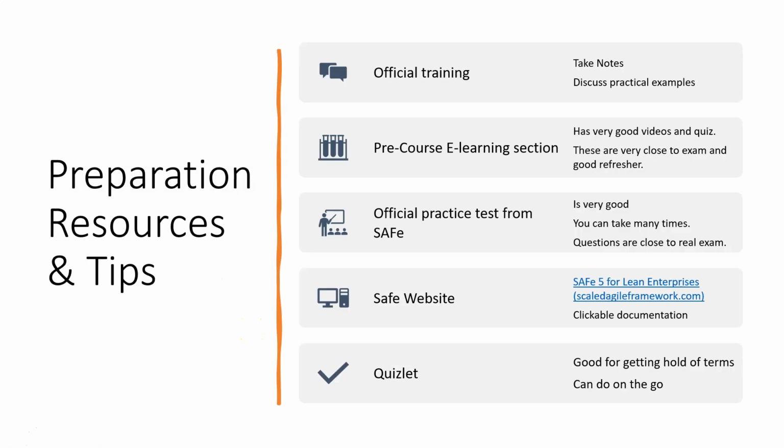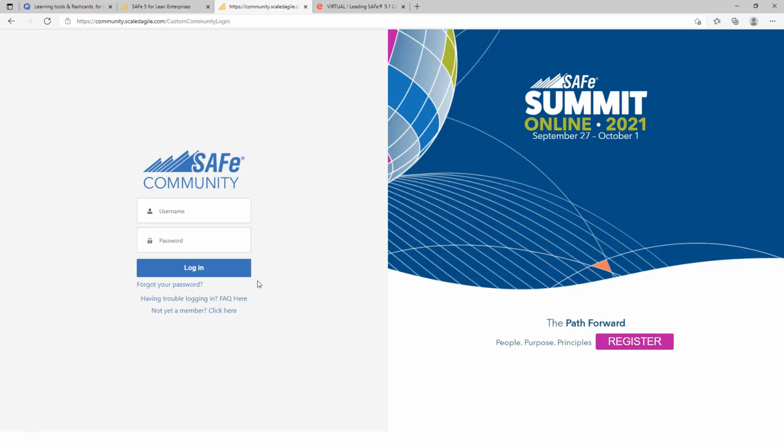Preparation resources. The first preparation resource is the official training. One tip: while you're in training, take notes and discuss practical examples. After your training is done, you need to prepare for the real exam. Let me show you how it looks in the portal once you are done with the training. The instructor will give you a SAFe community user ID and password. You need to log in with that.